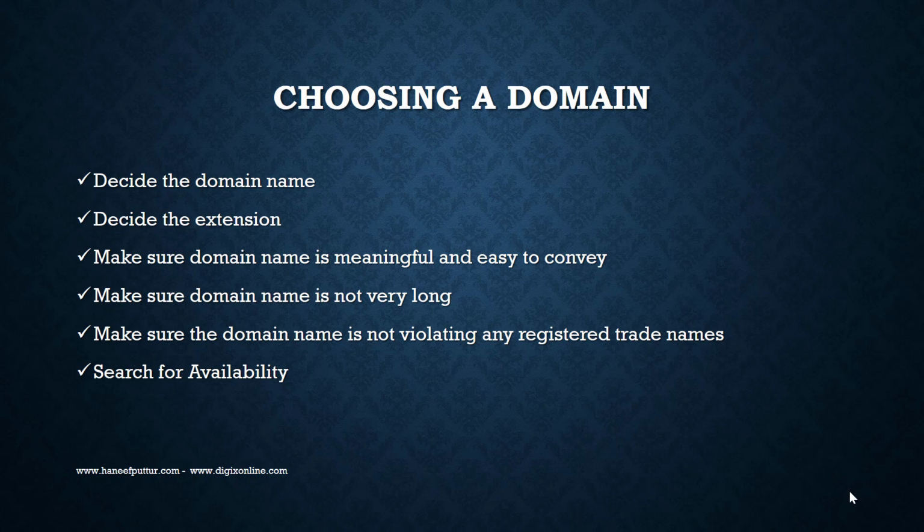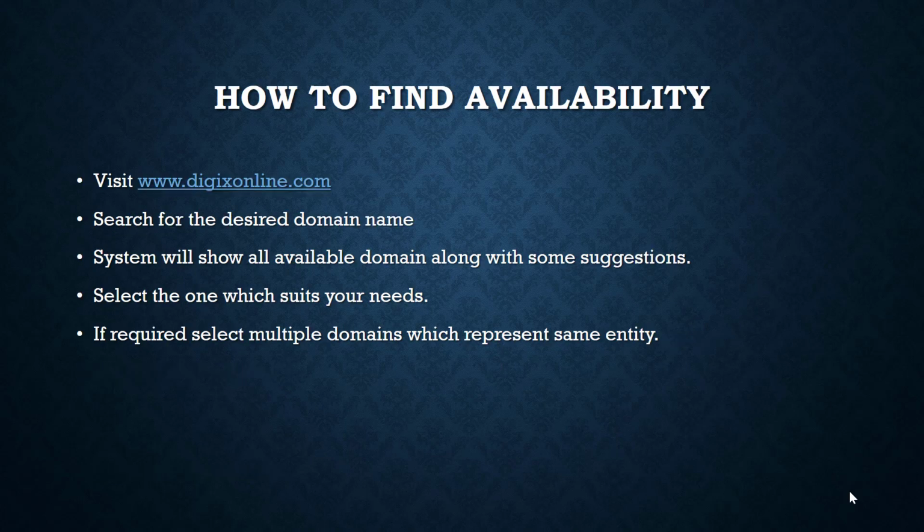Now third, you make sure it is a meaningful name, easy to remember, easy to convey. Don't make it too complicated, and don't make it short with no meaning. So make it a meaningful, shortest possible domain name. Then once you have thought of a domain name, make sure that name is not violating any trademarks or someone else's patents. And then you search for the availability of the domain name. For example, if you want to search for a domain, go to digicsonline.com and search for the desired domain name.